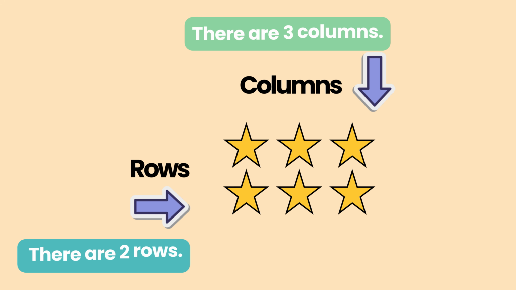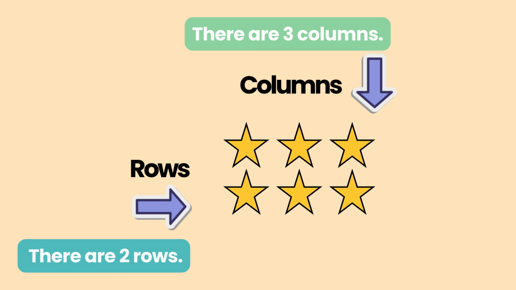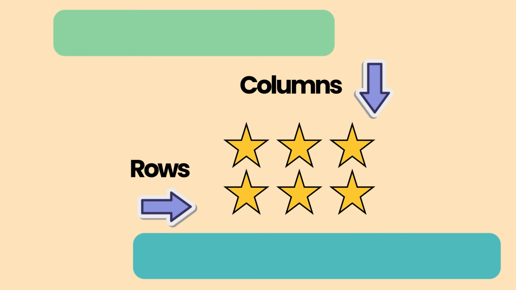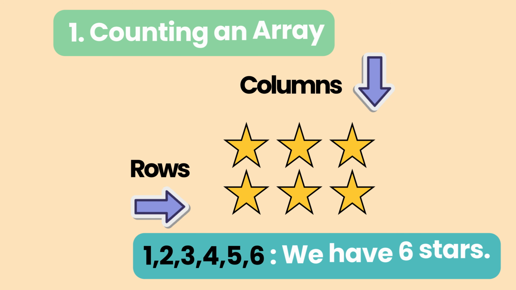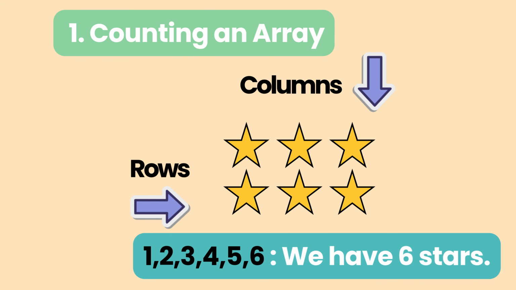Let us see an example. There are 3 columns. There are 2 rows. Counting an array. Let's count all the stars together. 1, 2, 3, 4, 5, 6. There are 6 stars.